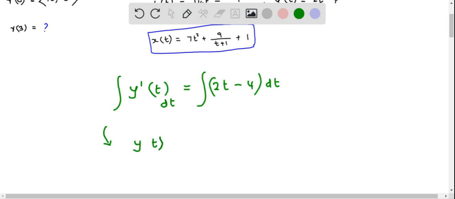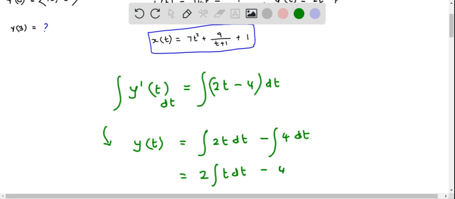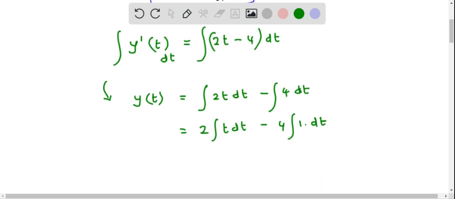We'll get this y of t function, and this equals, we have to integrate term by term. So it is integral of 2t dt minus integral of 4 dt. So we can factor this 2, and then we have to integrate t, and here also we can factor this 4, and then we'll be left with 1 dt. We know that integral of t, using the power rule, will be t raised to the power of 1 plus 1 divided by 1 plus 1. So it's basically t squared divided by 2 minus 4 times the integral of 1 dt, which is t.